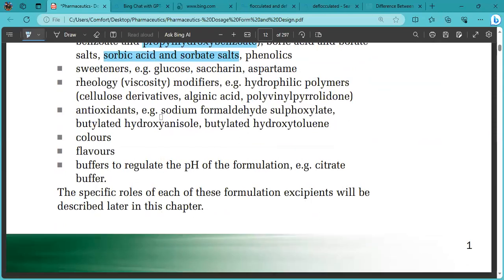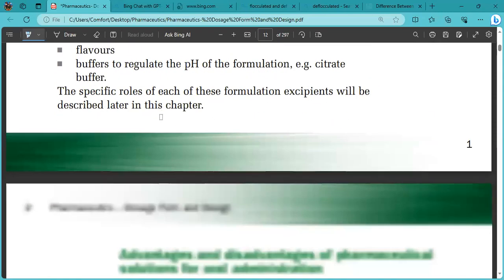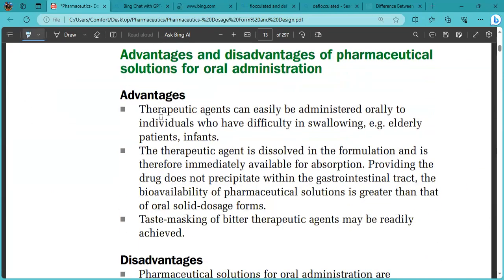So just a general overview, even if you don't really go in depth to read from one dosage form to the next, you can just keep this in mind as you can apply them when necessary, depending on the version that you find. So the advantages of giving solutions for oral dosage is that they can easily be administered to people like the geriatrics or pediatrics because they may have difficulty in swallowing. The therapeutic agent is easily dissolved.